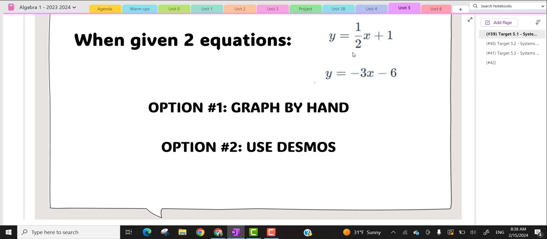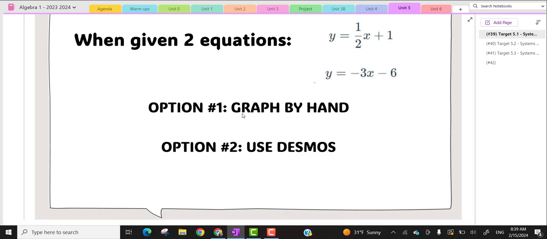There's two options of how you can solve it. Option 1 is graphing by hand, and option 2 is using Desmos. So tienes dos opciones de resolver este tipo de problema. Tú puedes usar tu mano graficando la gráfica sin ayuda, o tú puedes usar opción 2 con la calculadora.